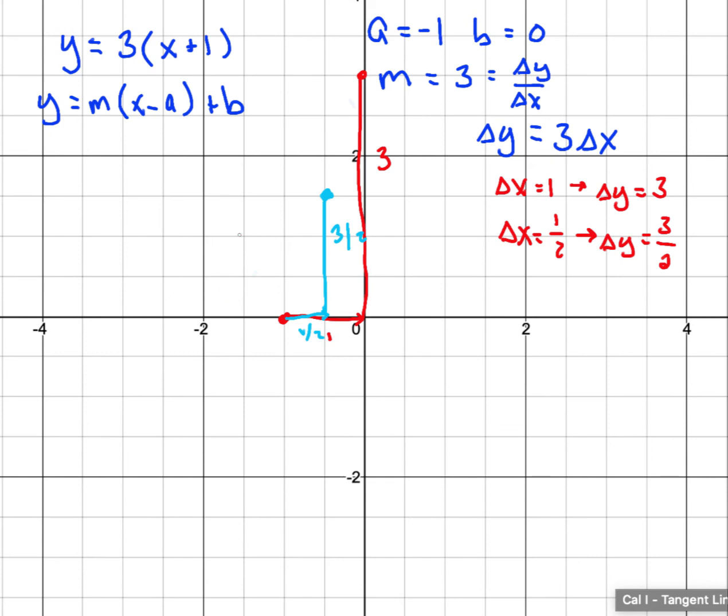So if I go, say, -1/2 in the x direction, then my y will change by -3 halves. So if I go 1/2 unit this way, in the negative direction, -1/2, then I will have to go 1.5, 3 halves, in the negative direction.